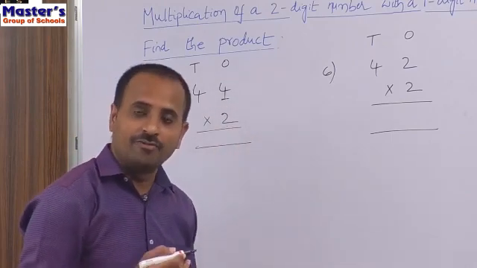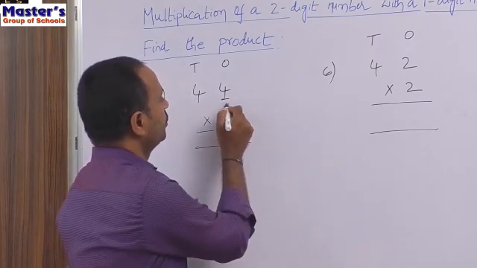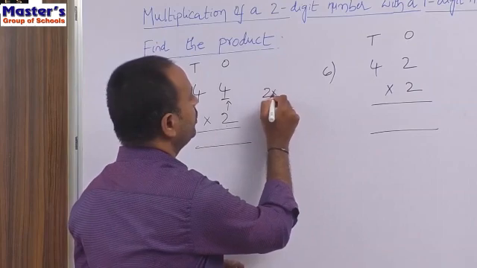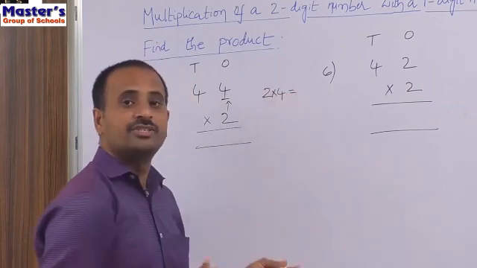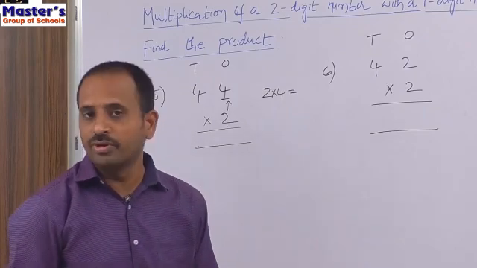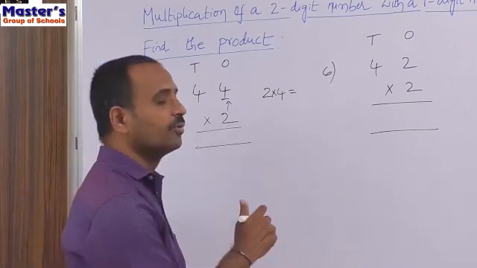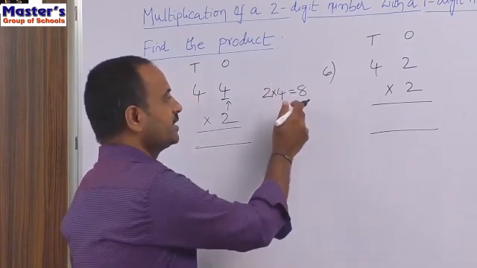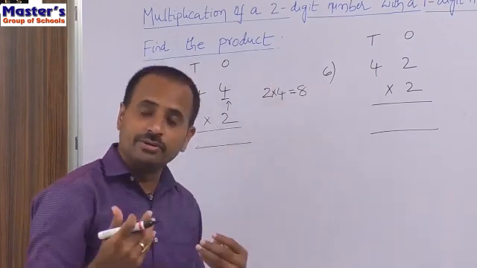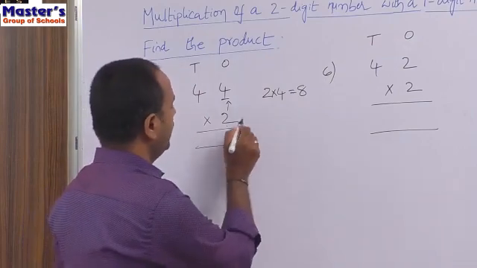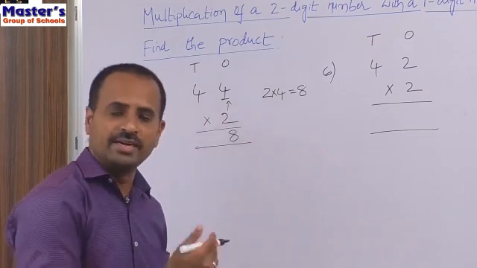So first multiply 4 with 2. That is 2 into 4. Children, how much is 2 4s? First you should know the table of 2, then only you can do these multiplications. So 2 4s are 8. 8 is a single digit number and there is no need to carry. Write that 8 under ones place. Now go to tens place.